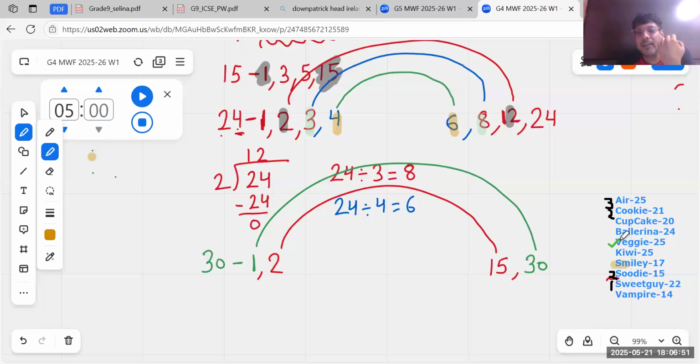So smiley, ballerina, cupcake, and vampire are giving answers. Can those 2 questions be a kids question? So let me see how many kids get it right.